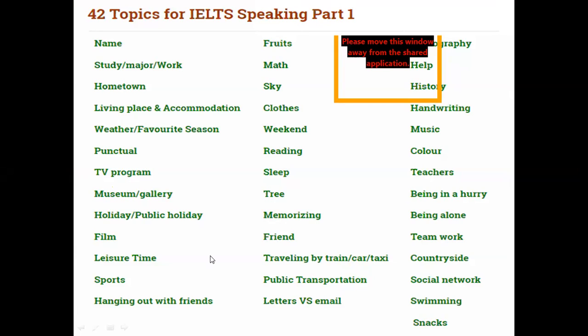Okay. And your speaking. Name, hometown, study, major work. See, this name, study, major work are the major, very important. It is compulsory that you would be asked this question. And you will have the questions on your hometown, living place, accommodation if you're a student. Okay. And about the weather, favorite season, and then about the punctuality, TV program, museum. Yesterday, our friend has got a question on museum. Not yesterday, Sunday, Sanjana had a test and she had got a question on museum and galleries. So you can take a pick of this. This might definitely help you. They won't go beyond this.